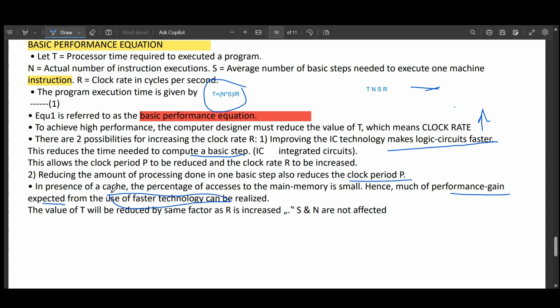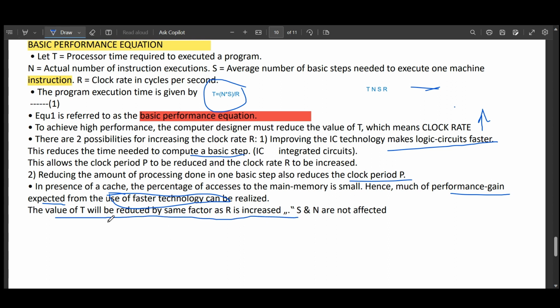You understood? In the presence of cache, the percentage of access to main memory is small. There is no need to come from the main memory to the processor, and my time is reduced. I save the time there. If I save the time, my performance goes high. All of this happens from the use of faster technology. The value of t will be reduced by the same factor as r is increased.